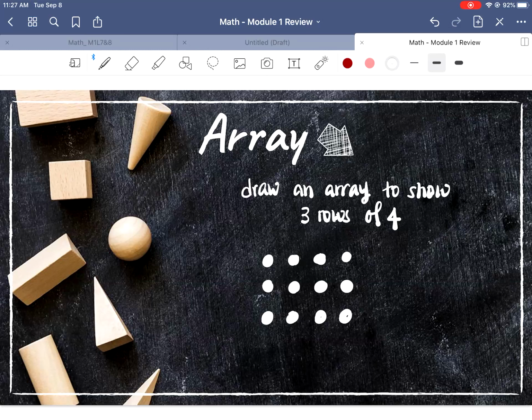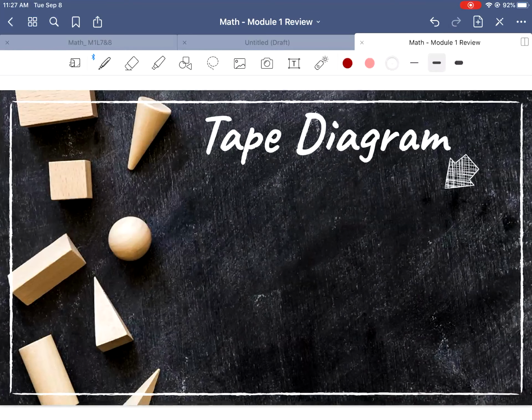So this visual representation right here is called an array. Whenever there is a question asking you to draw an array, you need to remember this representation. Then let's move on and talk about the tape diagram.